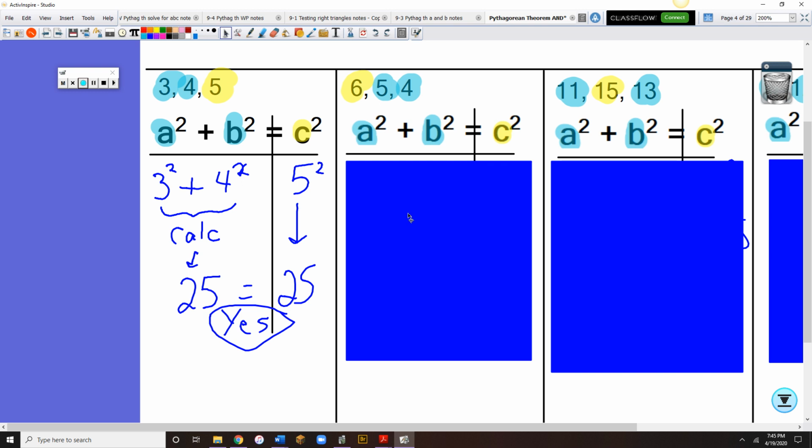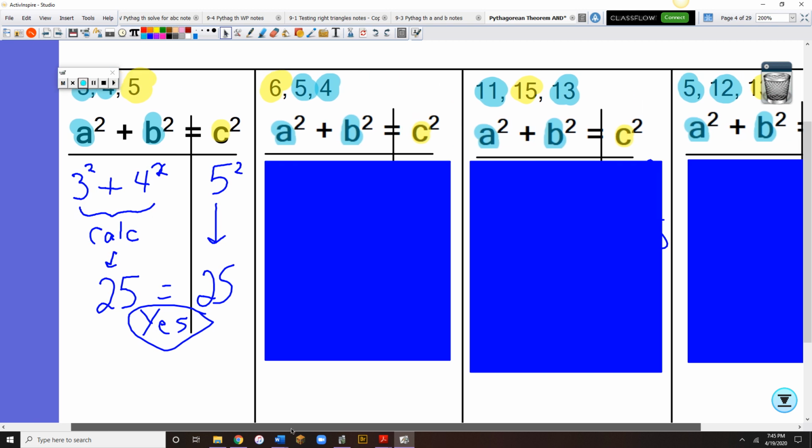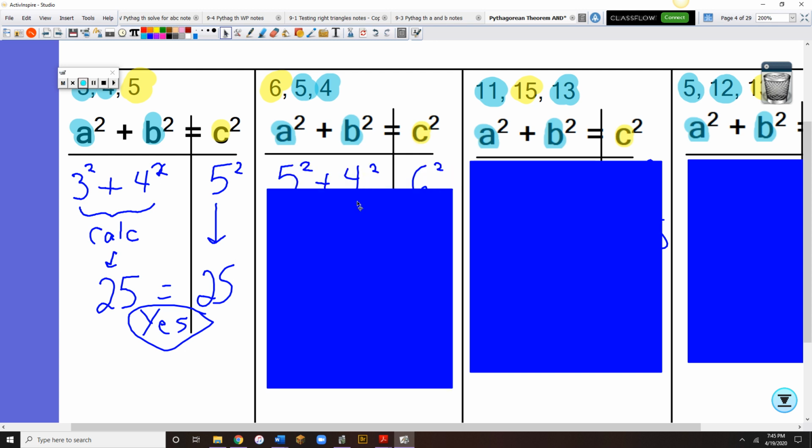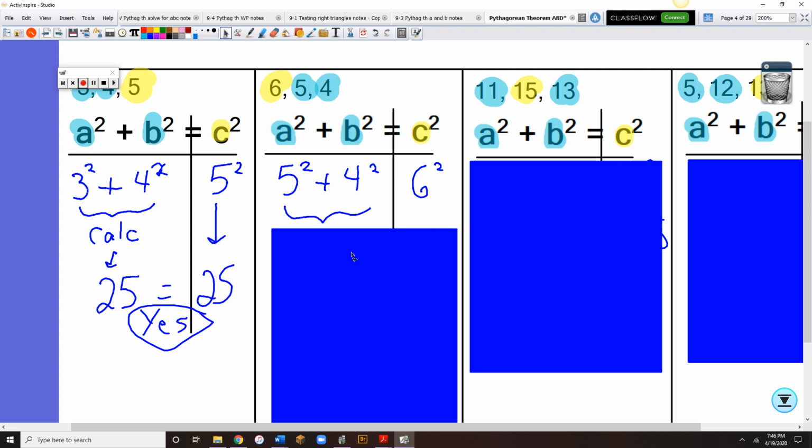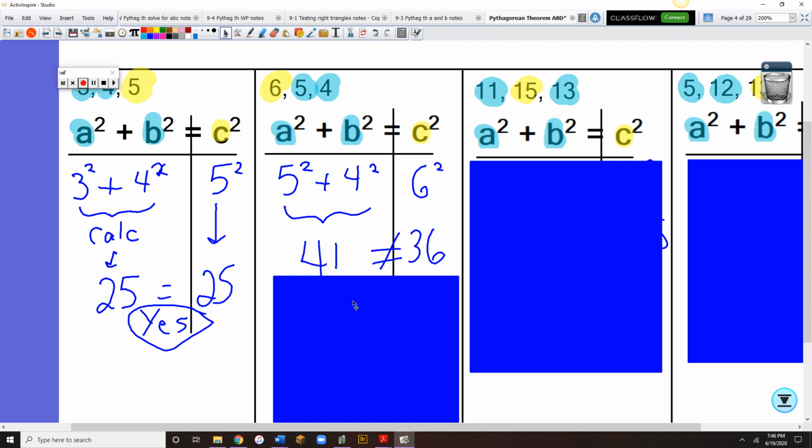Now, not just every set of three numbers works this way. So next we'll look at 6, 5, and 4. Now, 6 is the largest number, that's why it's yellow, and it's going to go in place of the C, because the largest number is the hypotenuse. So again, we're going to sub in 5 squared plus 4 squared.